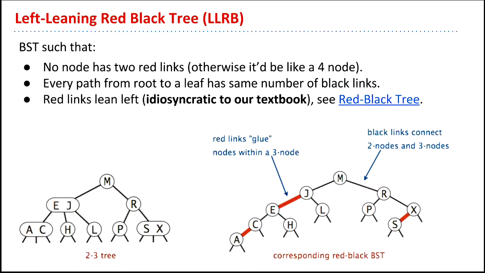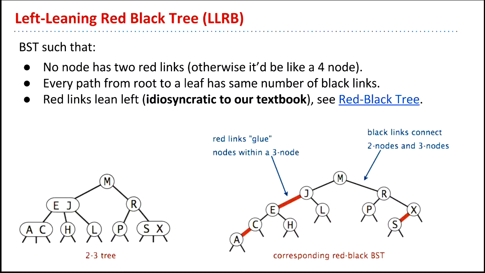And with a few examples, you should become a little more comfortable with what I'm talking about. But for now, let me introduce the left-leaning red-black tree. So the left-leaning red-black tree is a binary search tree where the edges are colored, subject to the following rules. Okay, so no node is allowed to have 2 red links. And why is that? Well, we said that the red link represents the glue that holds the nodes in our 2-3 trees' 3 nodes together.